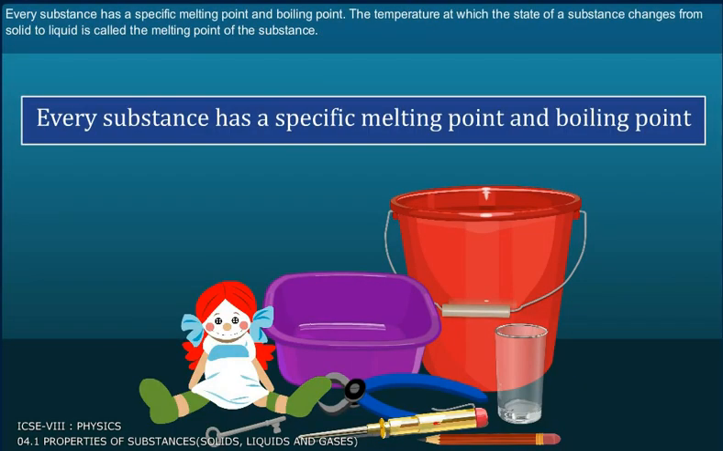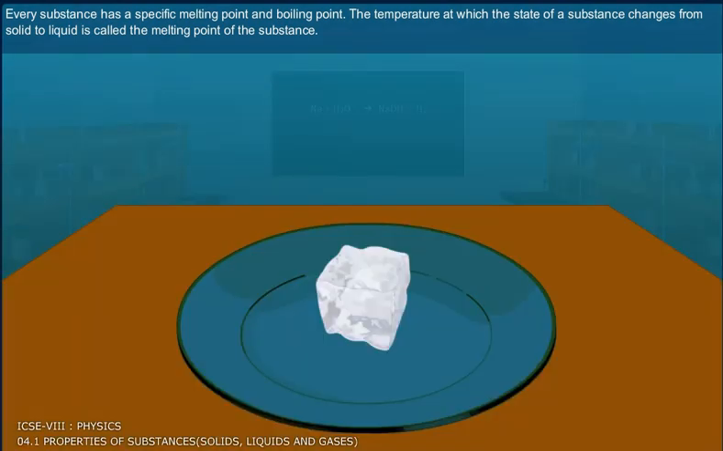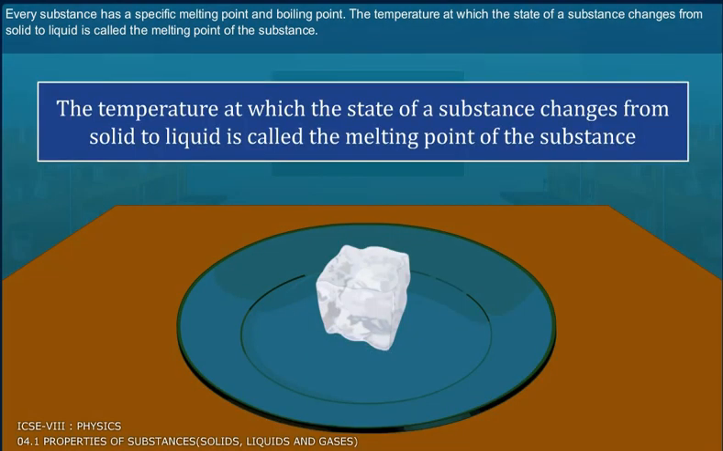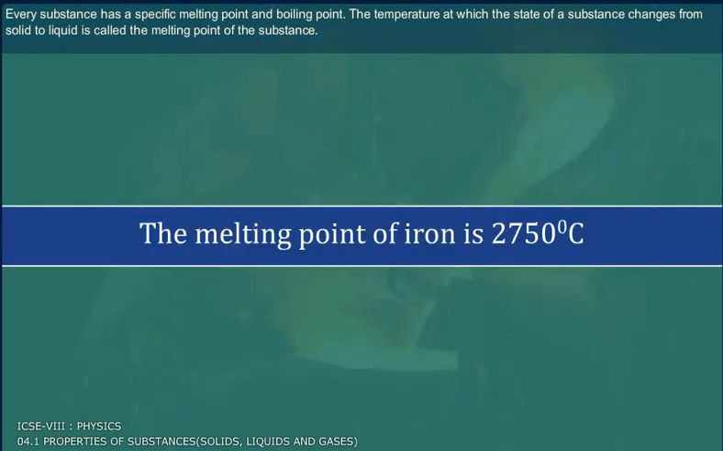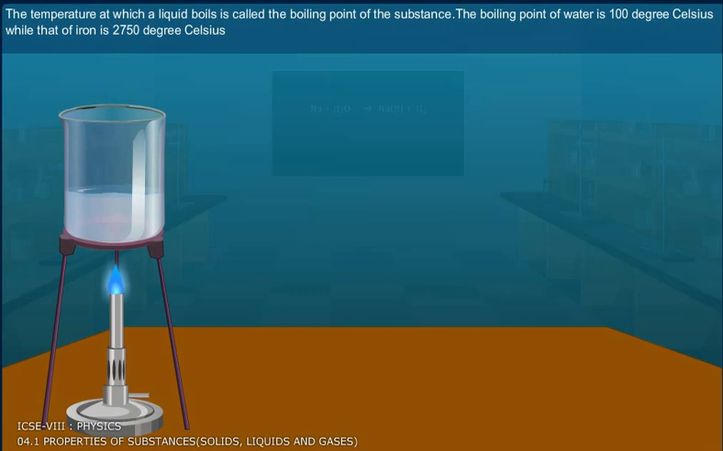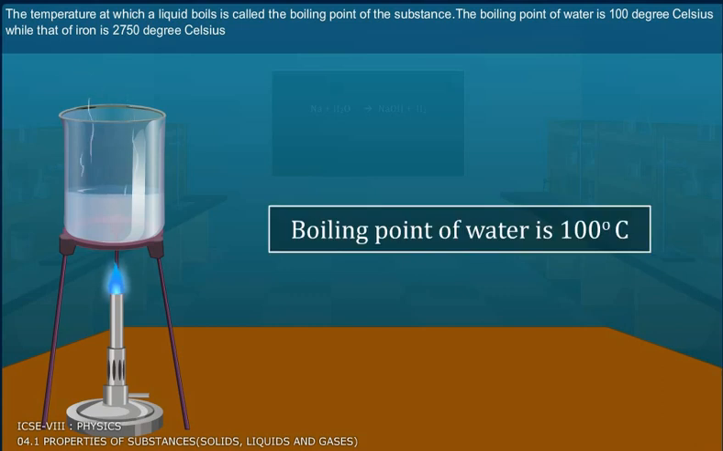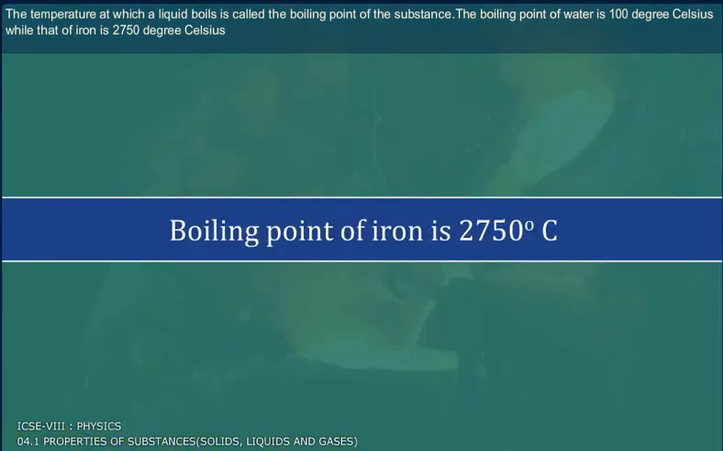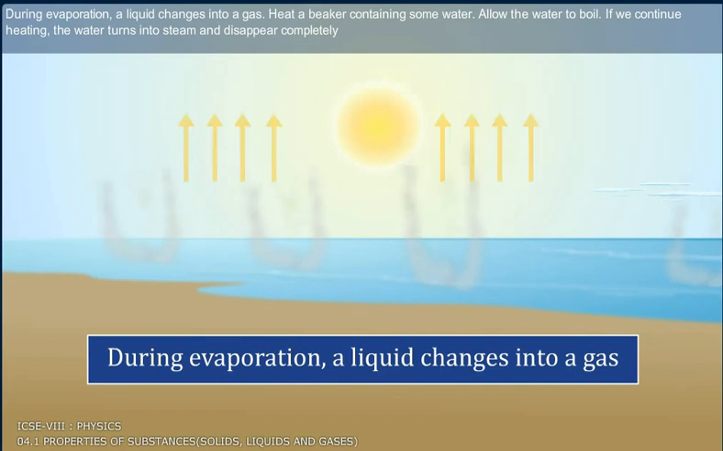Every substance has a specific melting point and boiling point. The temperature at which the state of a substance changes from solid to liquid is called the melting point of the substance. The temperature at which a liquid boils is called the boiling point of the substance. The boiling point of water is 100 degrees Celsius, while that of iron is 2750 degrees Celsius. During evaporation, a liquid changes into a gas.